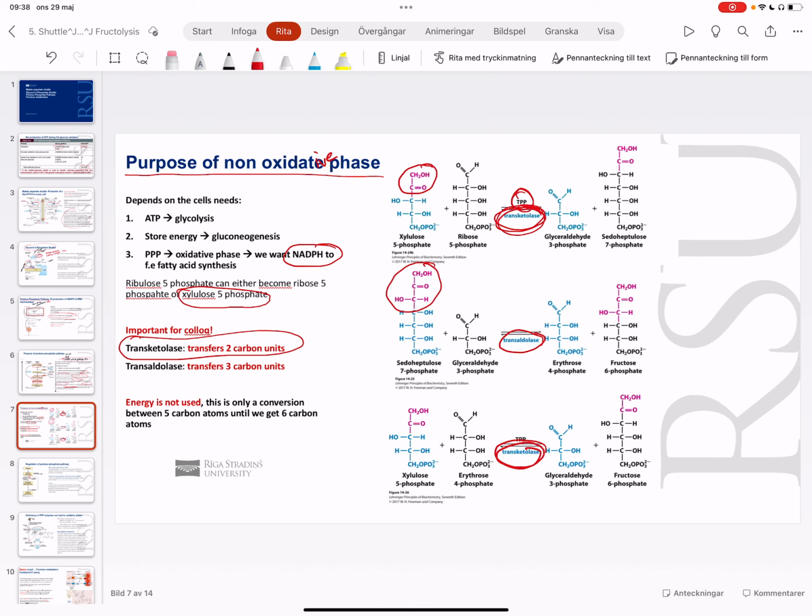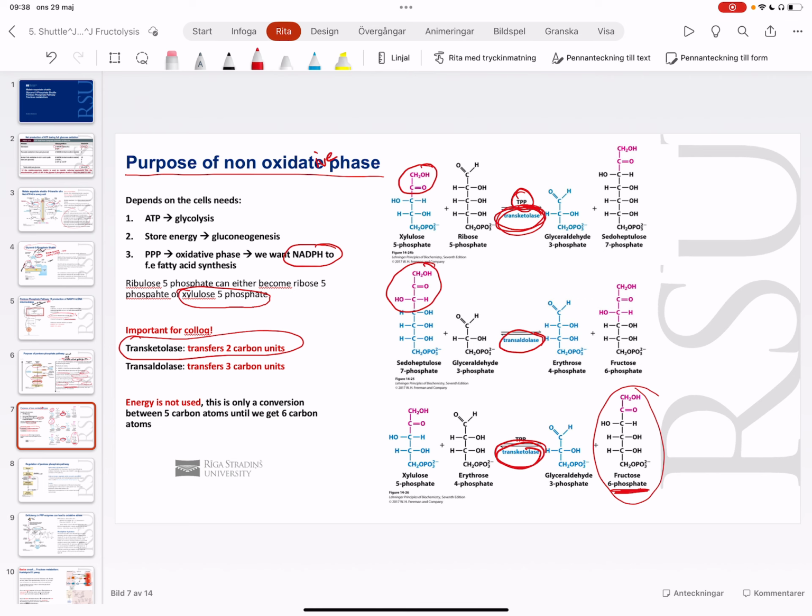Here in this reaction, energy is not used. This is only a conversion between 5 carbon atoms until we get a 6 carbon atom, because at the end of this we will get the fructose 6-phosphate, and the fructose 6-phosphate can then go back to glycolysis, or it can go to gluconeogenesis, etc.